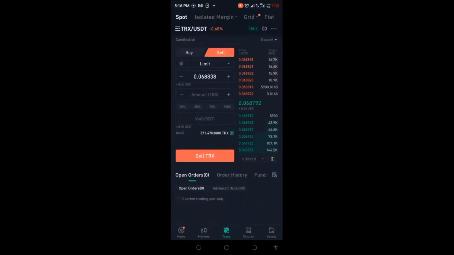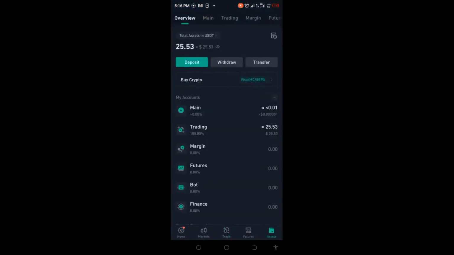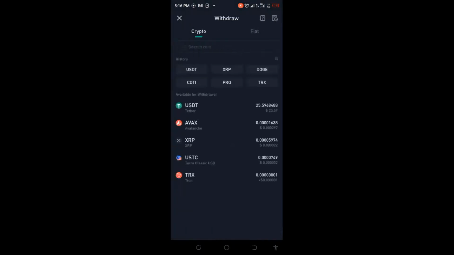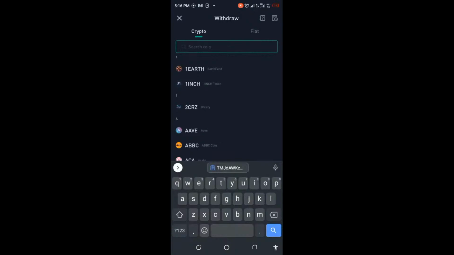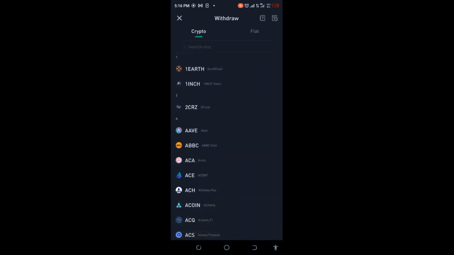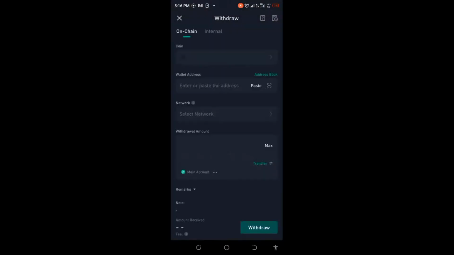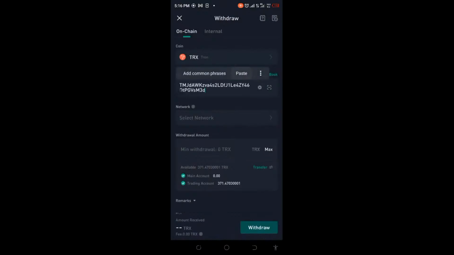All right, so that's what we're doing right now. We're withdrawing from here, we're withdrawing TRX. You can see it already has everything there. Okay, we're taking everything over. No, this is what I want. I'm withdrawing this and I'm just clicking on this, and then we'll now put in the address. Let's put in the wallet address.